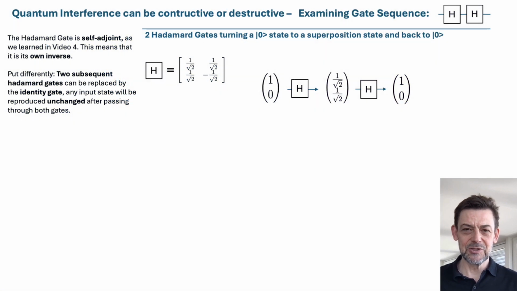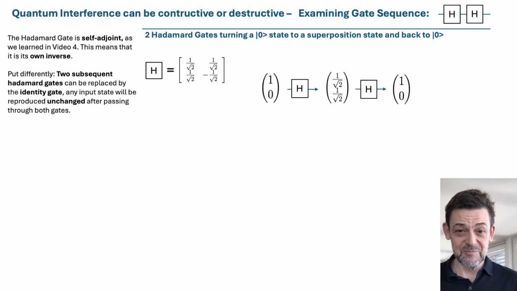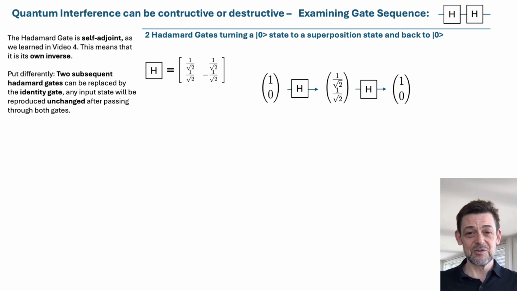We now consider a sequence of 2 consecutive Hadamard gates. The Hadamard gate transforms any basis state into a balanced superposition, and when applied a second time, it returns the state to the original basis state. Notably, the Hadamard gate is self-adjoint, meaning it serves as its own inverse.